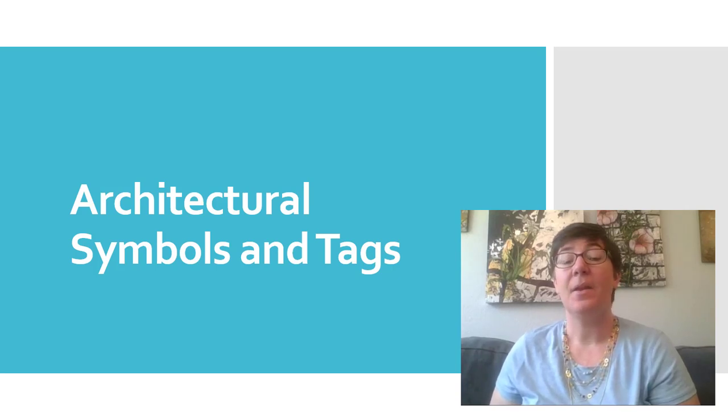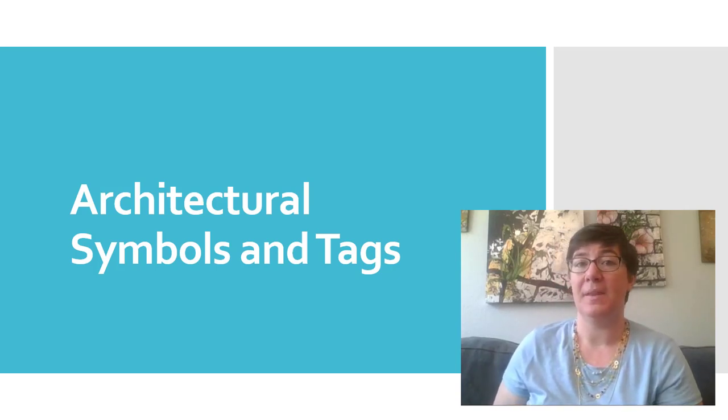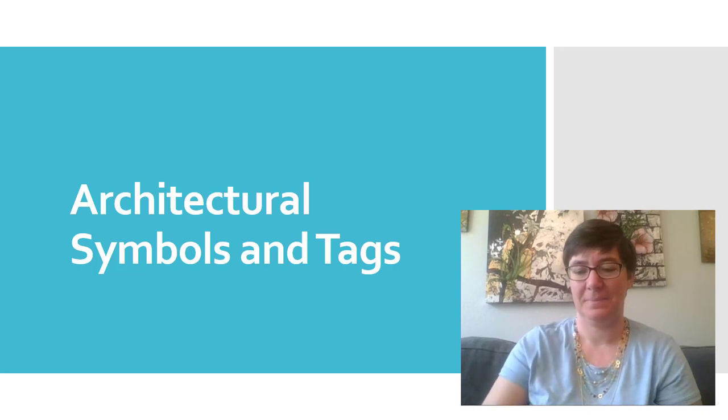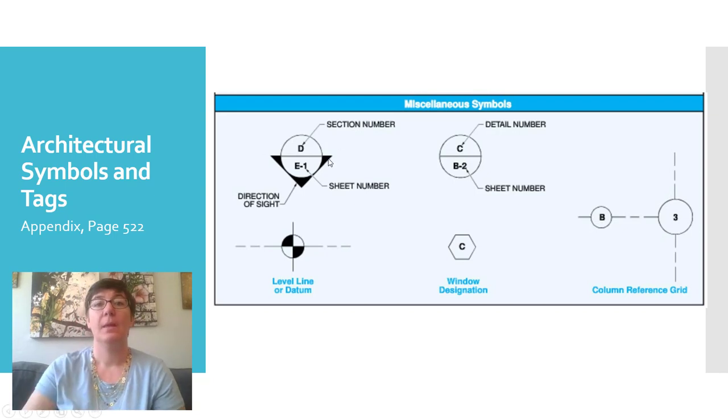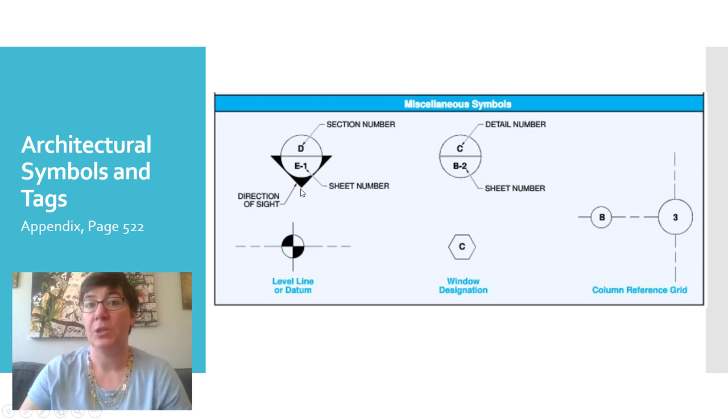Hi, let's talk about some architectural symbols and tags. So in your textbook, they list a couple of these symbols and tags. This is the appendix, page 522. So you'll see right here the section tag. It's got the section number and the sheet number. And this arrow is pointing in the direction that the section is looking after cutting.